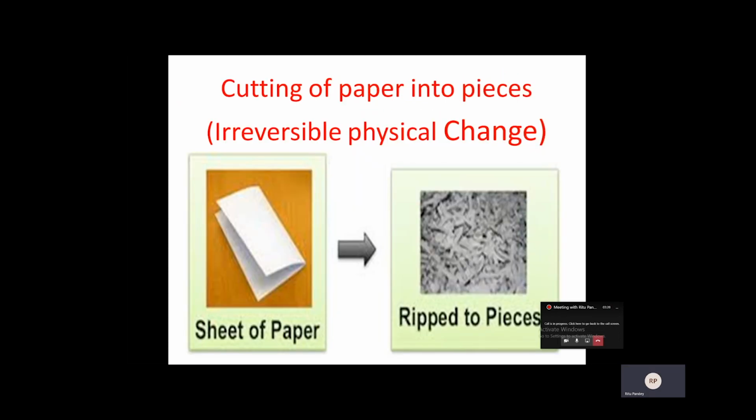Now we are taking another example, cutting of paper into pieces. And here it is an irreversible physical change. Take a piece of paper and cut it into pieces. What do you observe? The shape and the size of the paper change, although the chemical composition of each piece of paper is similar to that of the original paper. Even then, you cannot join all the pieces back to make the original paper without cut marks. Thus, cutting of paper is an irreversible physical change.